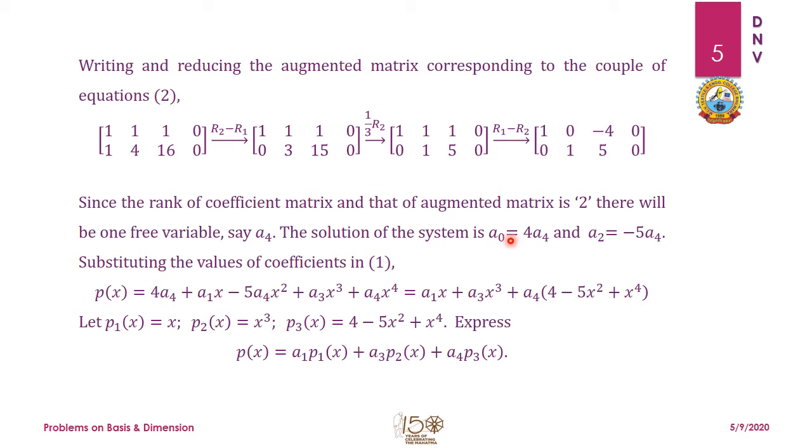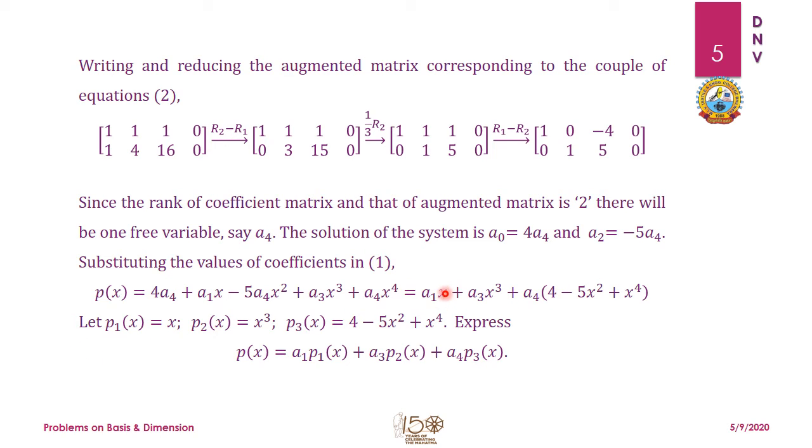While putting the values of a0 and a2 in the original element we considered at equation number 1, we can see that the first element becomes 4a4 and the third element becomes minus 5a4, and the remaining elements remain as they are. So we can combine in ascending powers, with ascending subscripts a1, a3 and a4. So a1 with x, a3 with x cube and a4 with the remaining terms, that is 4 from here, minus 5x square from here and x4 from here. So all the terms are adjusted in these three expressions.